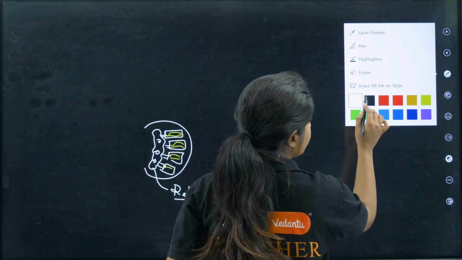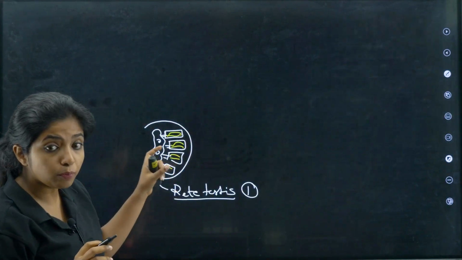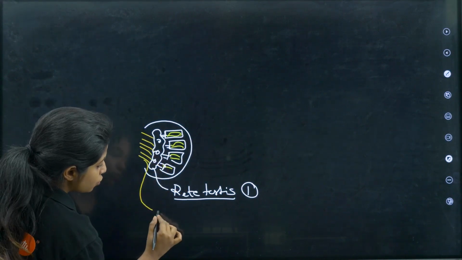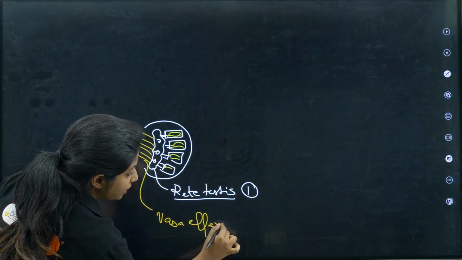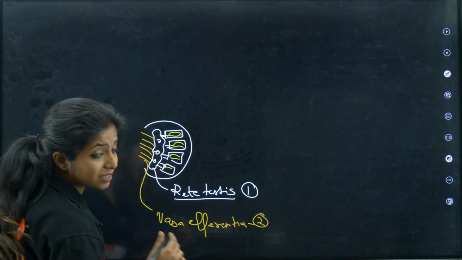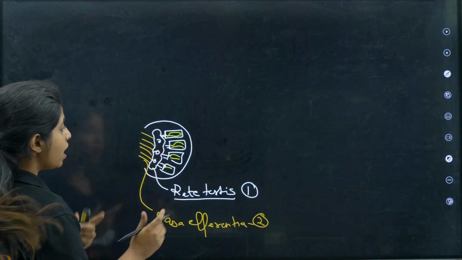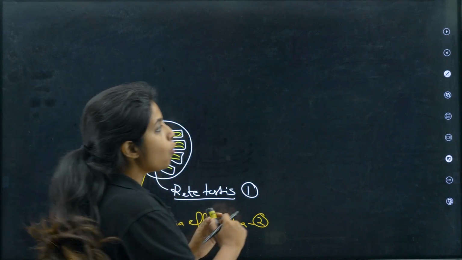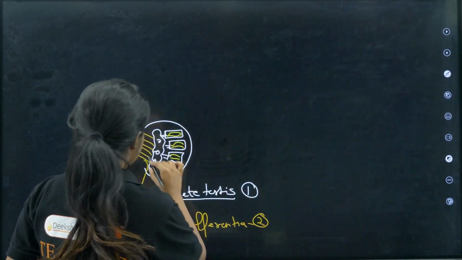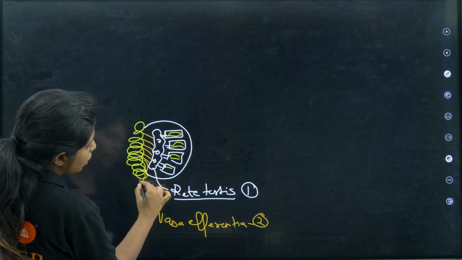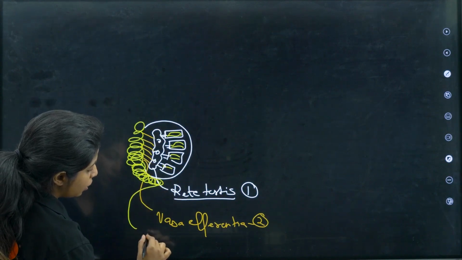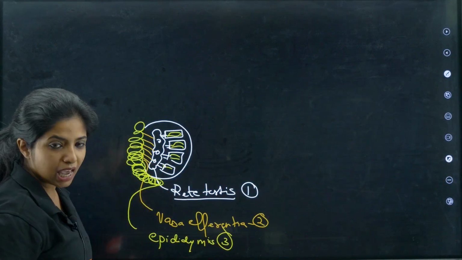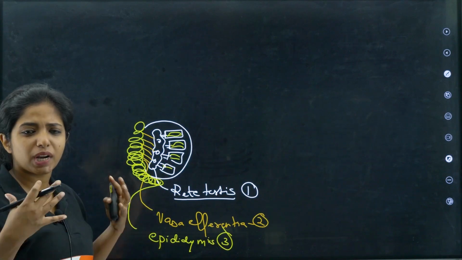Now rete testis is where the sperms are right now, but still it has not moved outside the testis. So to exit the testis, you have something else which is known as vasa efferentia. Children, what are all these things? These are ducts which are going to transport the sperm. So vasa efferentia lets the sperm exit the testis. Now over here, this particular vasa efferentia is going to form a very highly coiled structure, again known as epididymis. Okay, epididymis, this is where the sperms will be maturing and things like that.